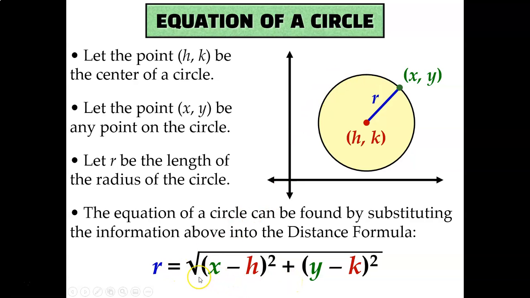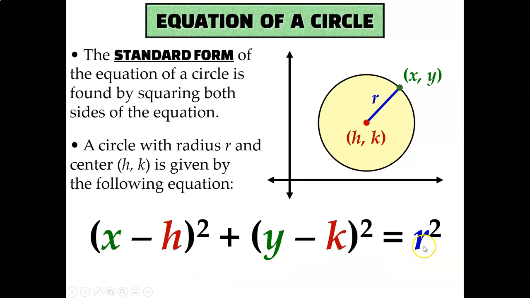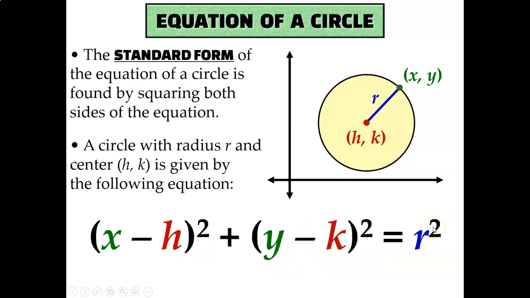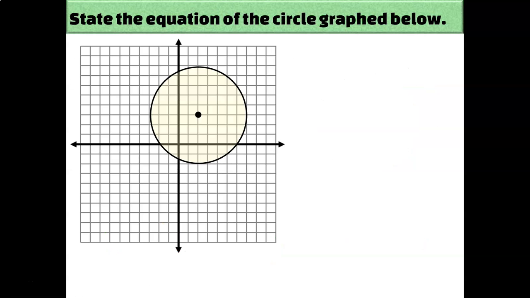Now typically, you'll actually see the equation of a circle written like this instead, and all that we've done here is squared both sides. So instead of having this big ugly square root, we square both sides to get rid of that square root, and you end up with r squared on the other side. So when you're looking at this equation, x and y are just any point on the circle, so they'll always just be represented by x and y. h and k are the x and y coordinates of the center of the circle, and r is the length of the radius.